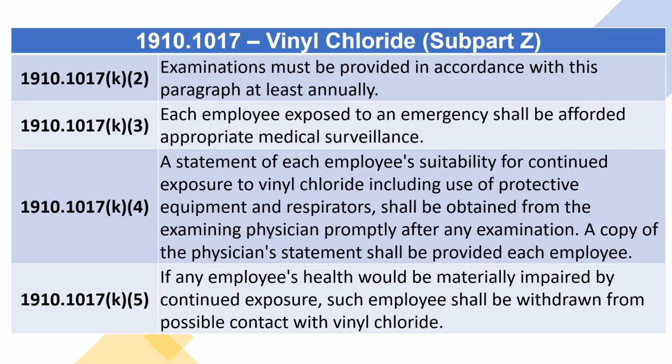1910.1017 K.2. Examinations must be provided in accordance with this paragraph at least annually. 1910.1017 K.3. Each employee exposed to an emergency shall be afforded appropriate medical surveillance. 1910.1017 K.4. A statement of each employee's suitability for continued exposure to vinyl chloride, including use of protective equipment and respirators, shall be obtained from the examining physician promptly after any examination. A copy of the physician's statement shall be provided each employee.